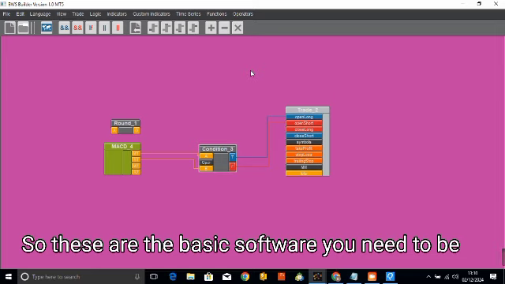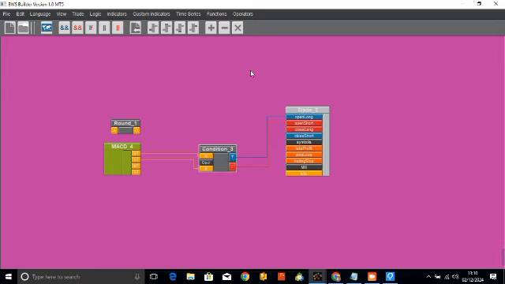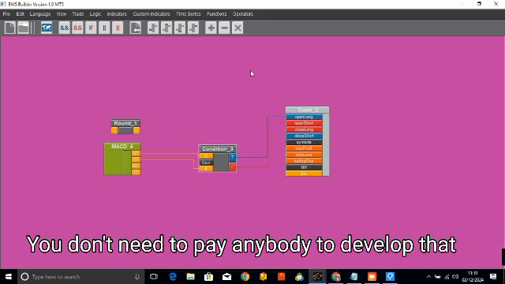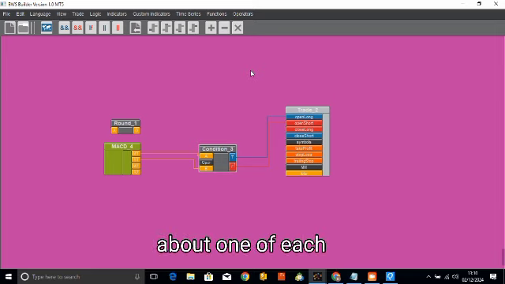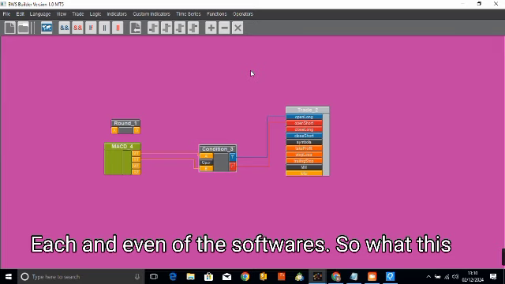So these are the basic software you need to be an EA developer. You don't need to pay anybody to develop that for you. And I'm going to teach you more detail about each and every one of these software.